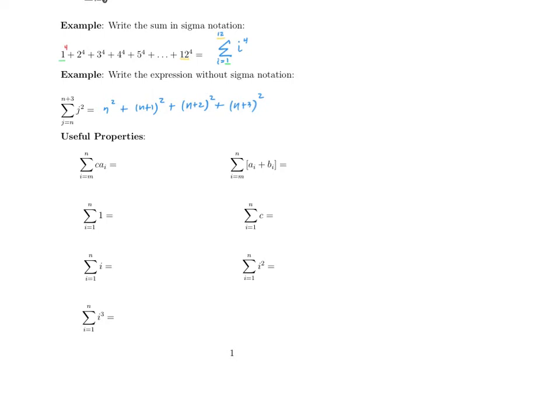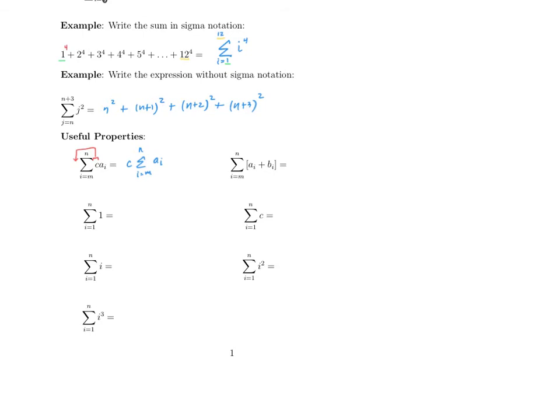If you want to sum up a constant times a sub I, this sum depends upon an index I, so any quantity that does not involve that index I would be considered a constant, and as we've seen many times, we can pull constants out front. So this can be written as the constant c times the sum from I equals m to n of a sub I.